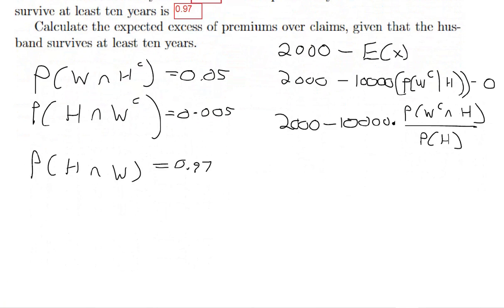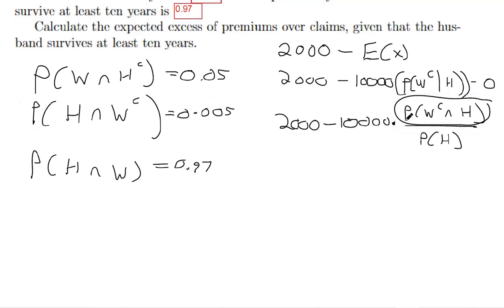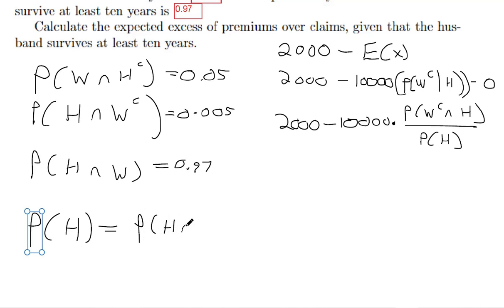Okay, so I have more room. We have the probability that the wife dies and the husband survives. That's right here. It doesn't matter the order: if you say Jack and Jill, that's the same thing as Jill and Jack. They're both the same event. But the probability that the husband survives we don't have, but we can calculate it quickly. There are two outcomes: the husband survives and the wife survives, or the husband survives and the wife dies. And we have both of those smaller probabilities.